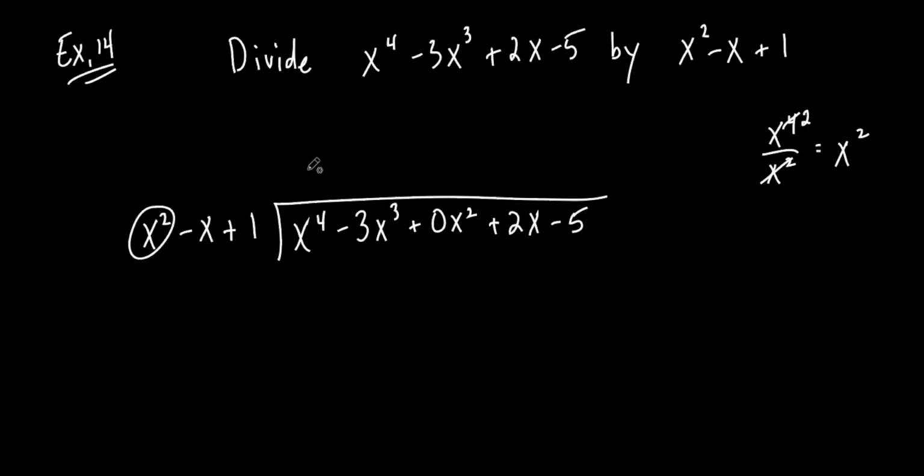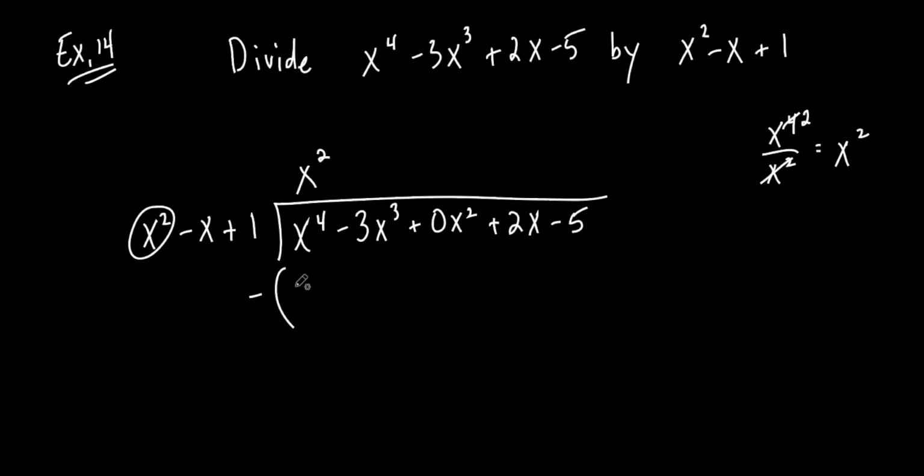So what's going to go on top? An x squared. Right, that's going to go on top. So how many times does this go into this? X squared times, we put that on top. Now we take the thing on top, multiply it by the thing on the outside, and then we're going to subtract it. Right?